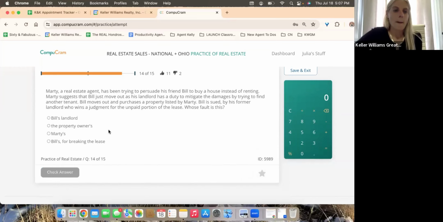Okay. Marty, a real estate agent, has been trying to persuade his friend Bill to buy a house instead of renting. Marty suggests that Bill just move out as his landlord has a duty to mitigate the damages by trying to find another tenant. Bill moves out and purchases a property listed by Marty. Bill is sued by his former landlord who wins a judgment for the unpaid portion of the lease. Whose fault is this? A, Bill's landlord, B, the property owners, C, Marty's, or D, Bill's for breaking the lease.